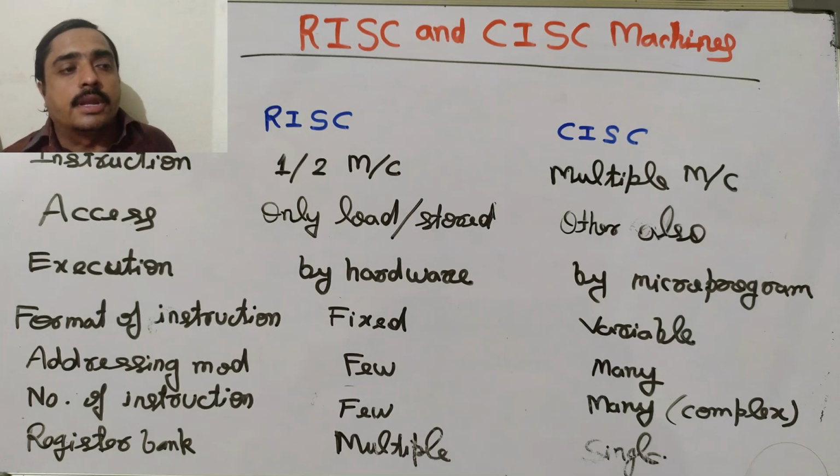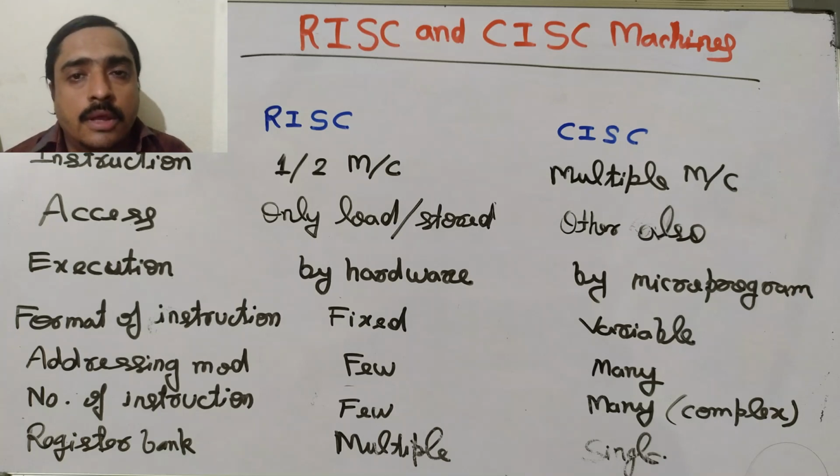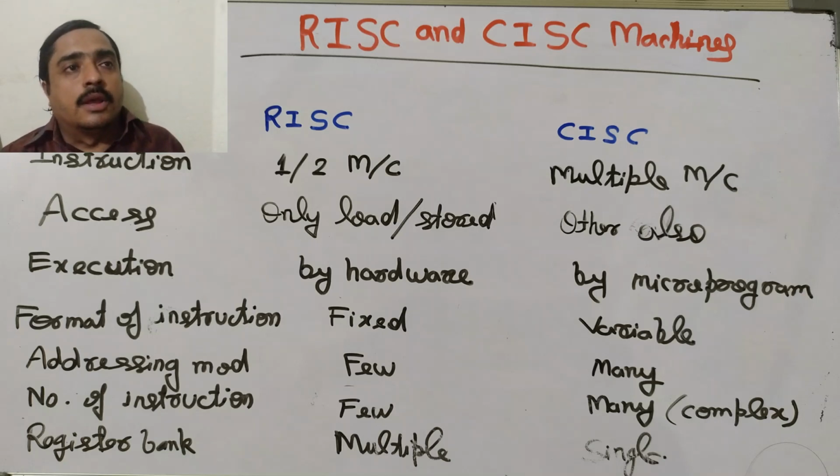Now the next point, number of instructions, meaning how many instructions can be supported by RISC or CISC. It is easy to say that RISC is a simple computer, so it will support very few instructions, whereas CISC will support many instructions. Now the next point, register bank. How many register banks are available in RISC and CISC? There are multiple register banks available in RISC, whereas in CISC there is a single register bank available.